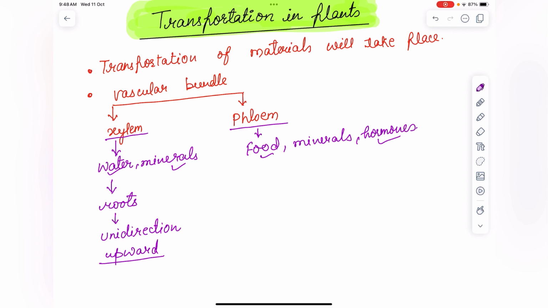So what about the food? Food will be prepared in the leaves by the process of photosynthesis, and this food will be transported to all parts of the plant. It will go to the growing part, to the stem, to the roots. Food will be required by all parts of the plant, so it will be bidirectional, or we can say multidirectional. Multi means there will be movement in every direction. And it also helps in the transportation of hormones.